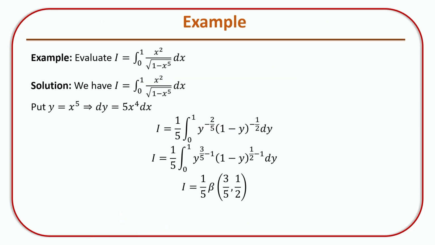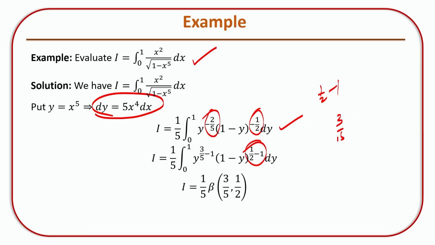So evaluate using those: evaluate the integral from 0 to 1 of x squared divided by the square root of 1 minus x to the 5, dx. Let us put y equal to x to the power 5, so we have dy equal to 5x to the power 4 dx, and I can be written as 1 by 5 times the integral from 0 to 1 of y to the power minus 2 by 5, times (1 minus y) to the power minus 1 by 2, dy. Minus 1 by 2 can be written as 1 by 2 minus 1. Minus 2 by 5 can be written as 3 by 5 minus 1. So we have changed it here.